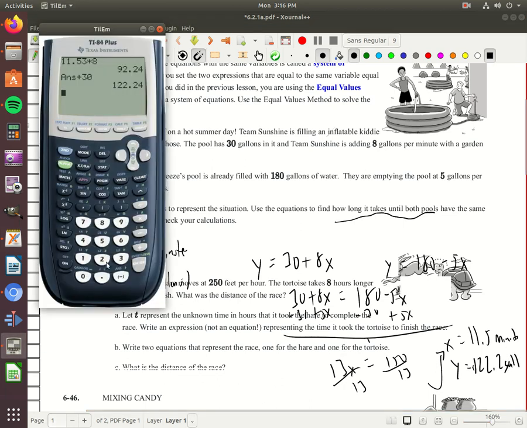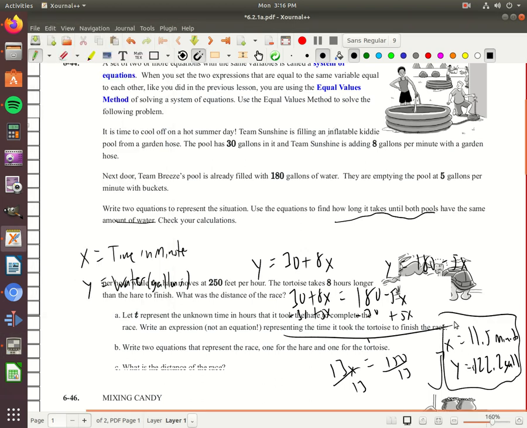And then I should get the same thing here. So if I go 11.53 times -5, again, this is the negative, that's the minus. We got to use the negative key. And then we'll add that to 180. I should get very close, but probably not exact, to 122.2. So there you go. So we're looking at something like that, 11 and a half minutes and 122.2 gallons.